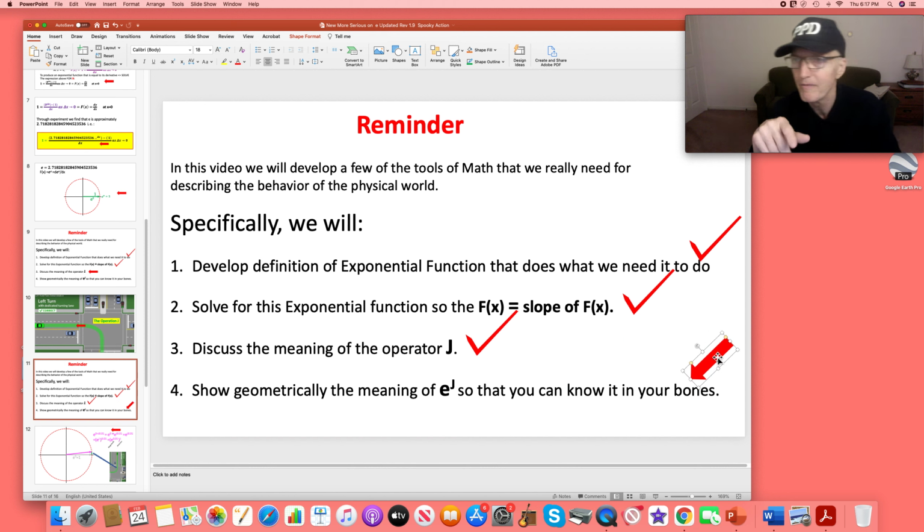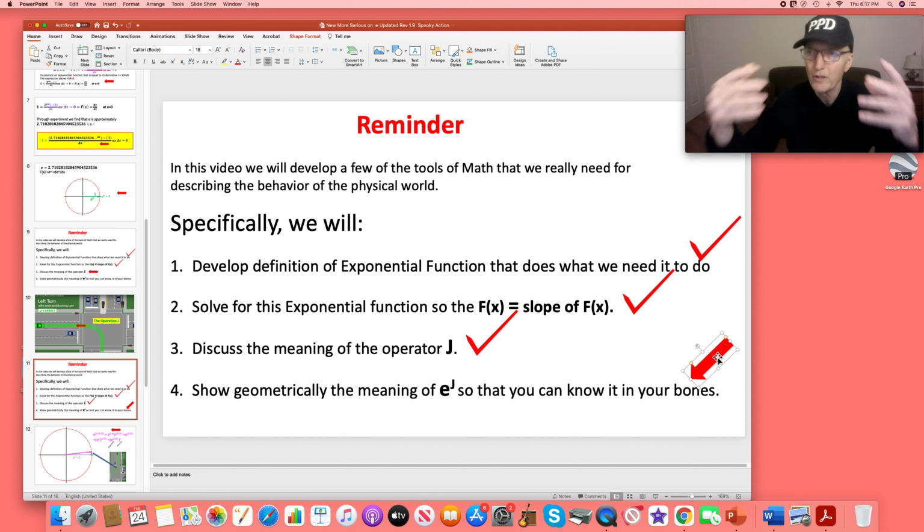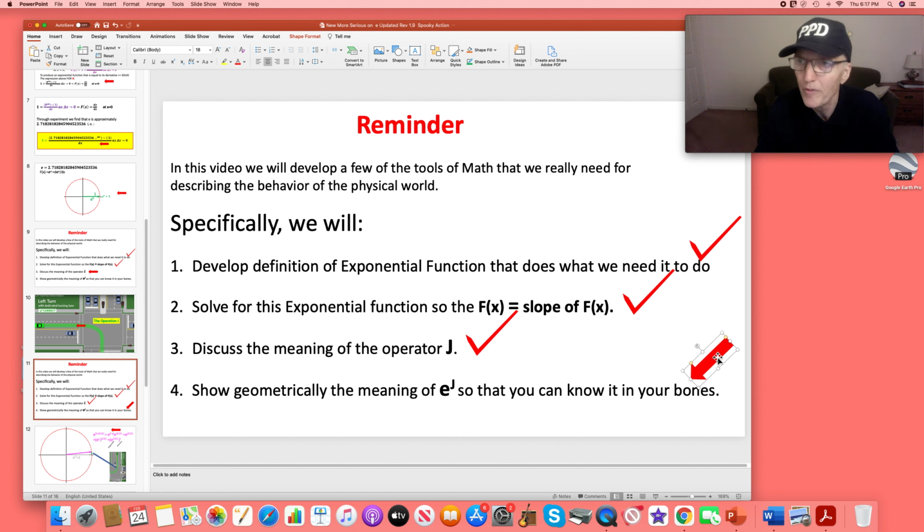And this language, e to the j, is critical to being able to discuss waveforms and becoming at home in this modern world, which we know is quantum mechanics. Quantum mechanics describes necessarily all the functions of biology. It describes pretty much all of the functions of electronics.